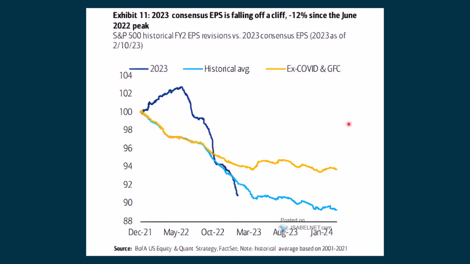This is the 2023 consensus that the earnings per share is falling off a cliff. All of these lines just show how we've been coming down. The dark blue line is where we're at right now, and that's ultimately what drives stock prices.